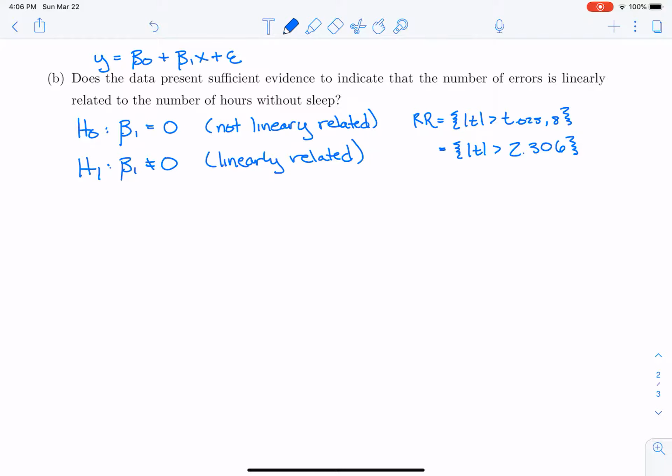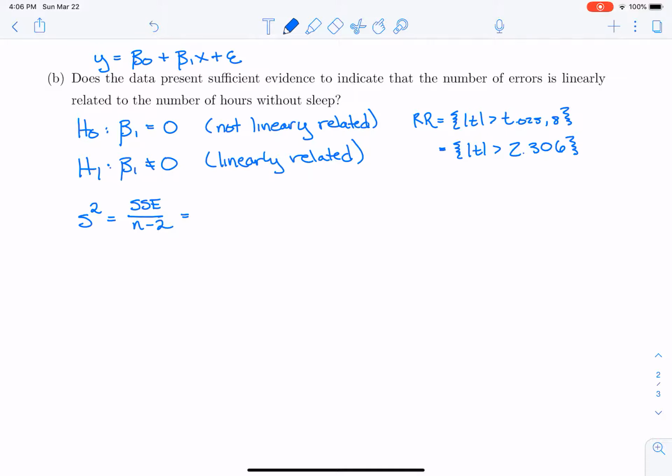Okay. Now, what we're going to need is an estimate of our standard, or our variance, so our sample variance. And recall from last time, our sample variance is the sum of the squares of the error divided by n minus 2.